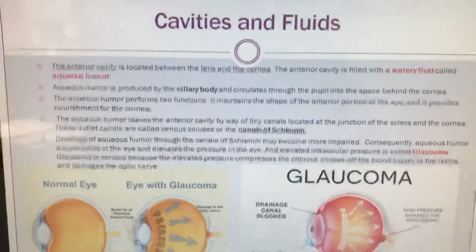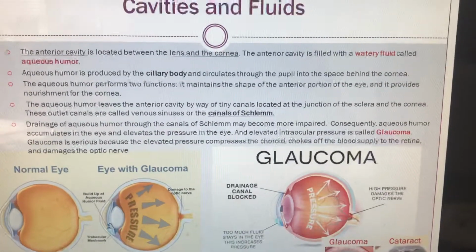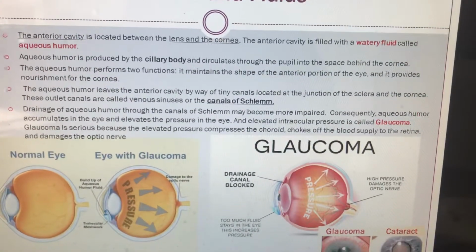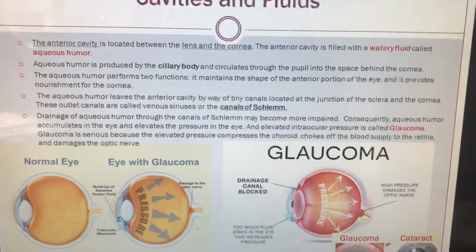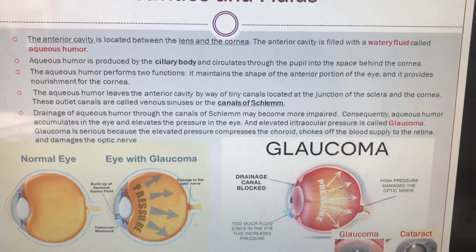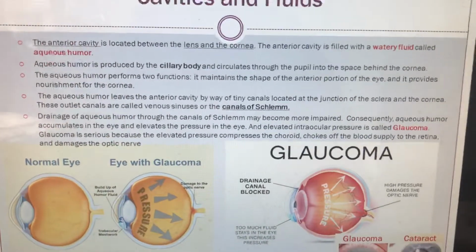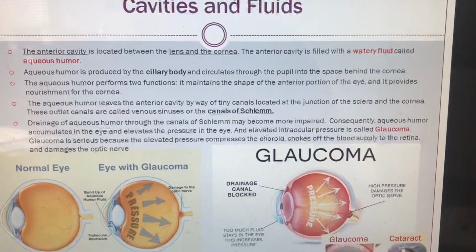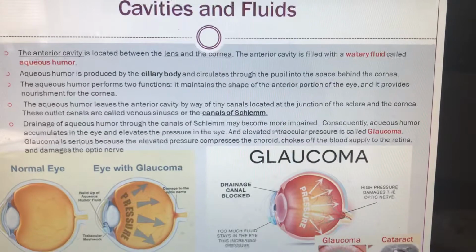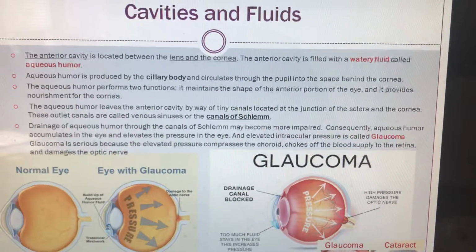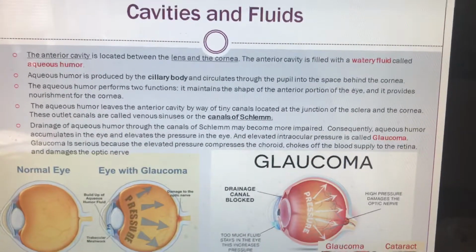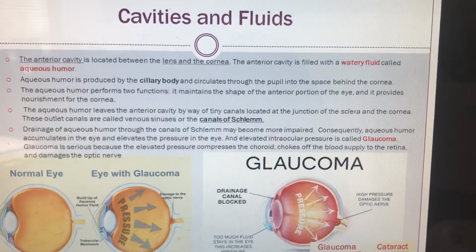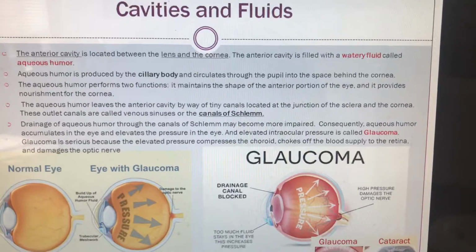The anterior cavity is located between the lens and the cornea, and it is filled with a watery fluid called the aqueous humor. You can remember that as aqua, which is water. It is produced by the ciliary body, and it circulates through the pupil into the space behind the cornea, and it performs two functions.